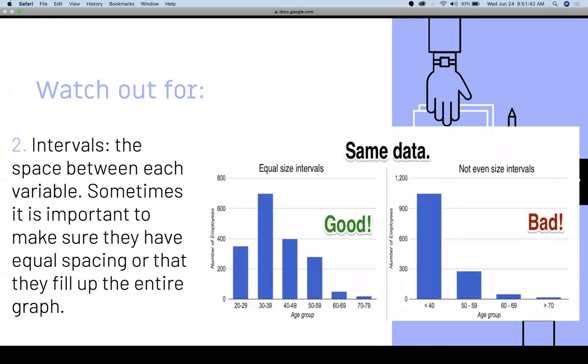Other things to watch out for: the intervals. The space between each variable. Sometimes it's important to make sure that they have equal spacing or that they fill up the entire graph, right? And we can even look at this picture to the right. It's the same data, but the left just looks way better than the right because there's more data points. It's more visually appealing, a better way to depict the information. That way we're not skewing the information. We're being as specific as possible with our age groups. Equal size intervals are important. So if we go by every 10 years, that shows a little bit more balance, a little more data we can interpret, while that 40 is a little worse with the uneven size intervals.